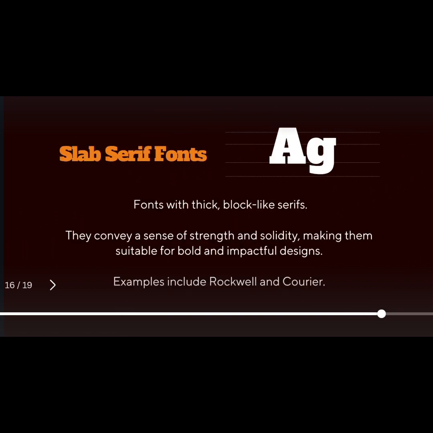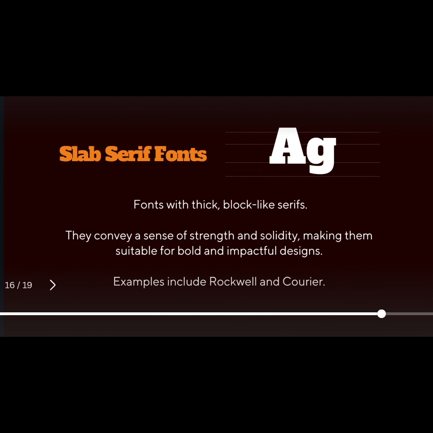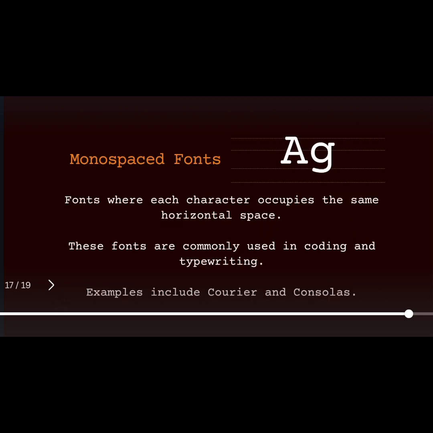Then we have the slab serif font. You can see that these are still under serif because they have this tiny feet that we spoke about under serif, and they are very thick. This type of font is thick. Just like I said, we can categorize fonts under two major categories, serif and sans serif. These ones are just other types of typography that are under serif and sans serif.